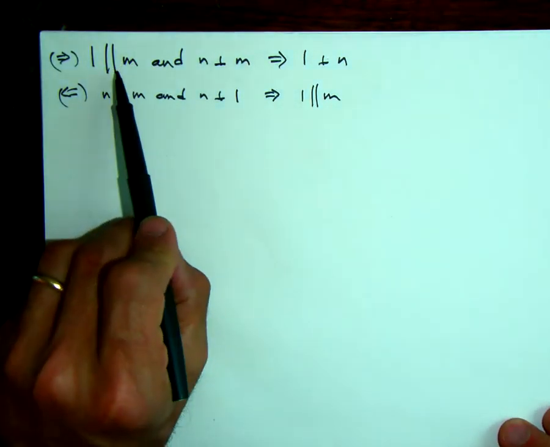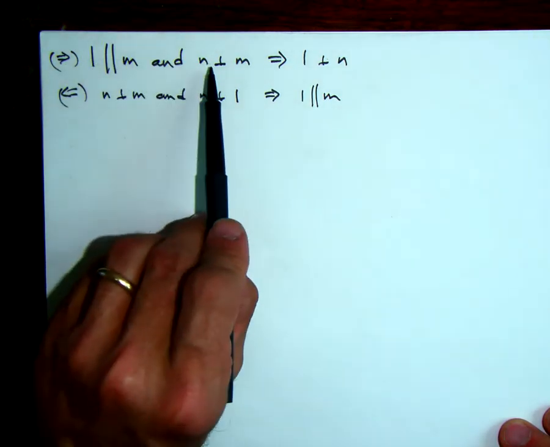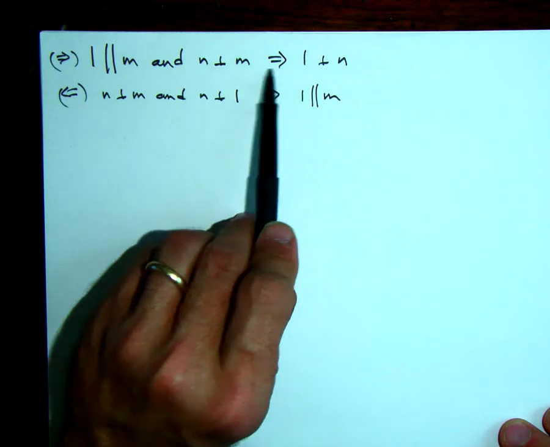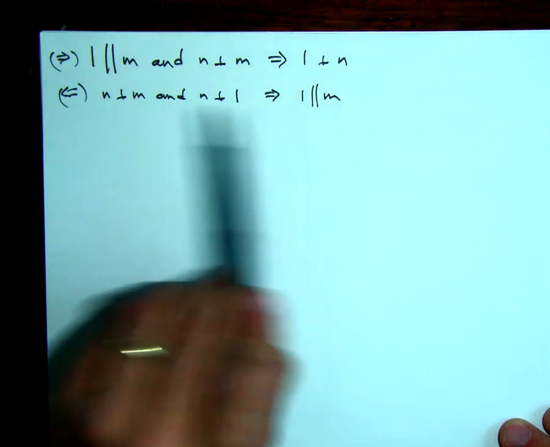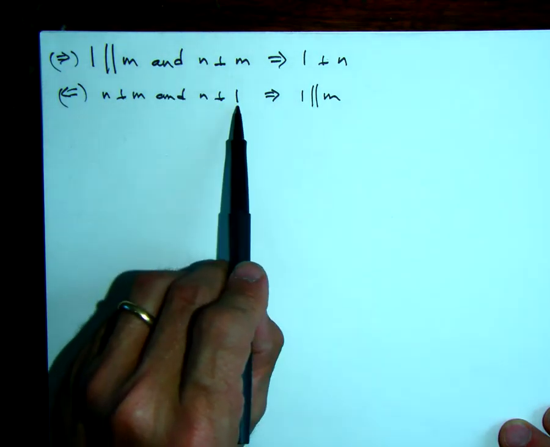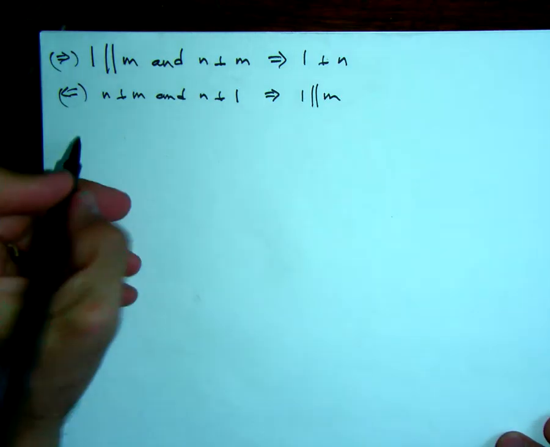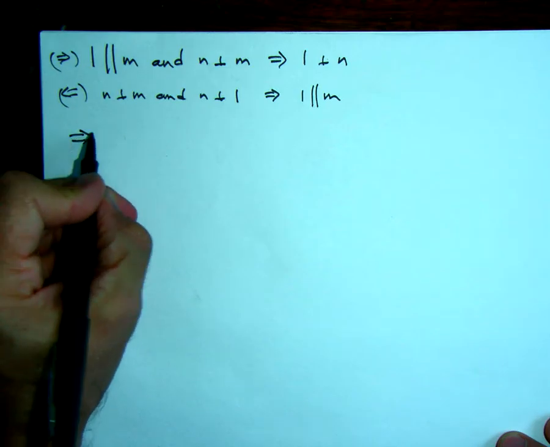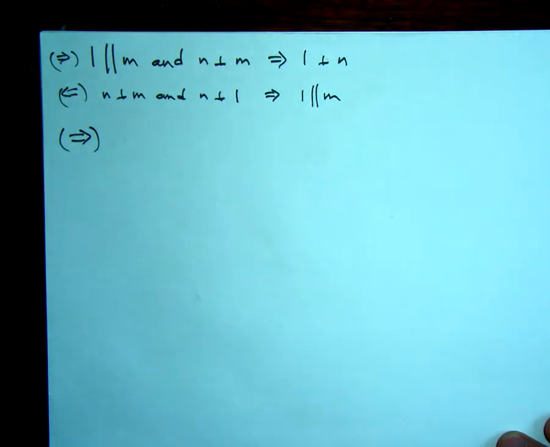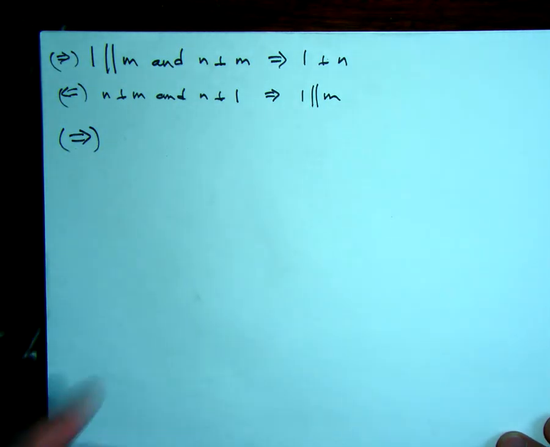So again, one direction of this proof is to say that if L is parallel to M and N is perpendicular to M, that implies that L is perpendicular to N. The other direction says that if N is perpendicular to M and N is perpendicular to L, that implies that L and M are parallel. To prove this, we need to break it into two parts, and we need to do each of them separately. So I'm going to do this direction first. You might include this in your proof, telling me which direction you're proving, because what you start with and what you're trying to prove is going to be different in each case.